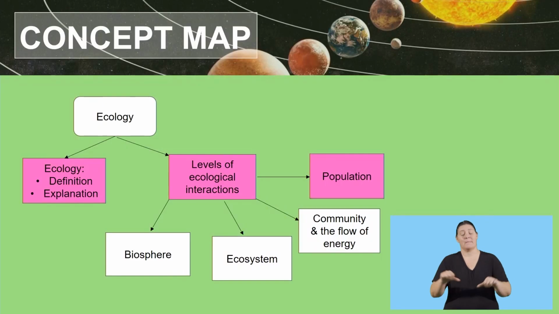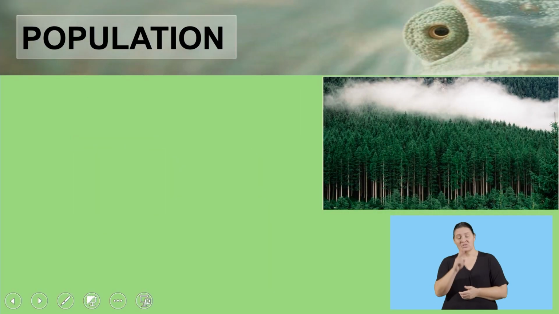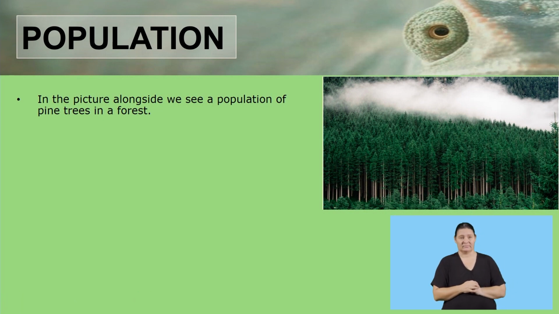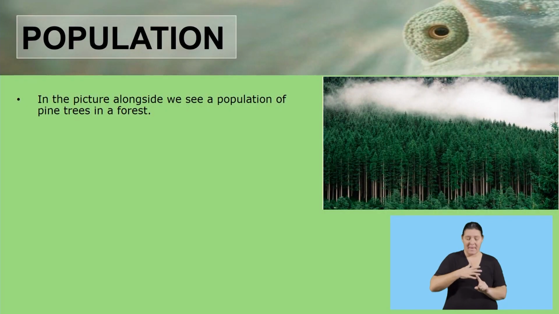Welcome back. So we are looking at the first ecological interaction level, which is population. On the picture that you can see alongside here is a population of pine trees. If you remember from our definition, we said that a population are organisms of the same species that are found in the same area and are able to breed with one another. So as you can see here, we have the same type of tree in this forest. So that is an example of a population.